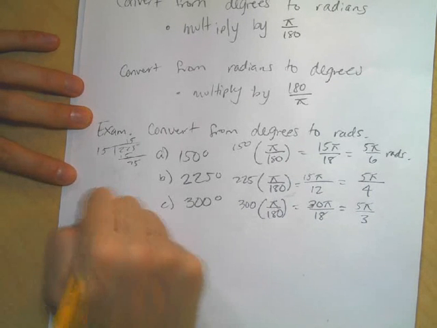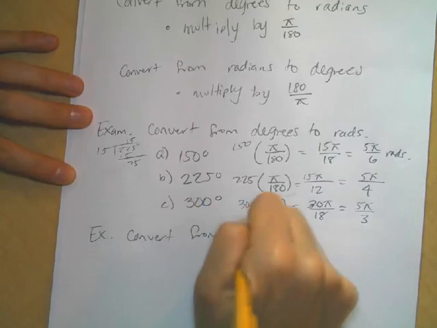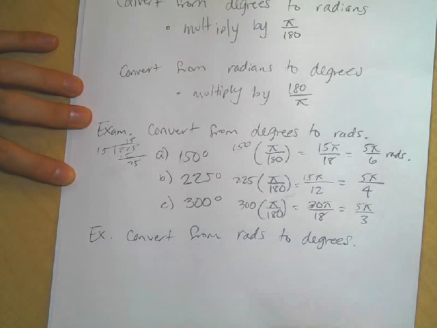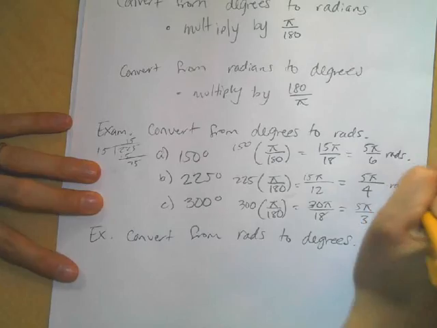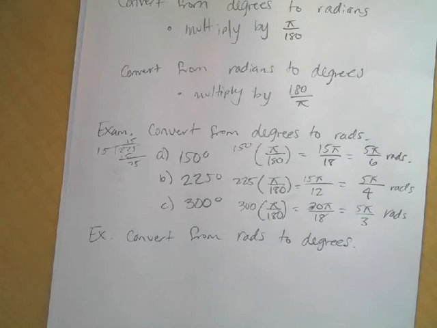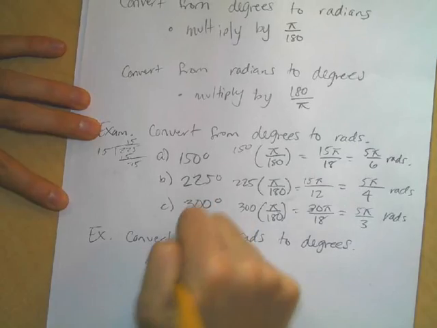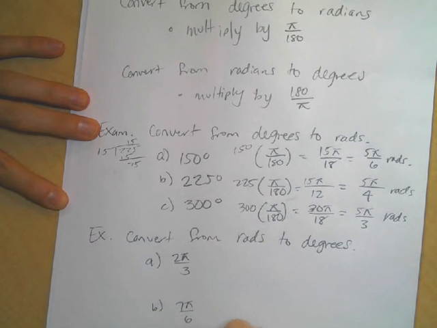Let's say we do the other way. Convert from radians to degrees. Yep, these are all rads. Usually, if it has a pi on the top, it's a rad. Okay, if we're going to go from radians to degrees, say we have 2 pi over 3, 7 pi over 6, 13 pi over 12.